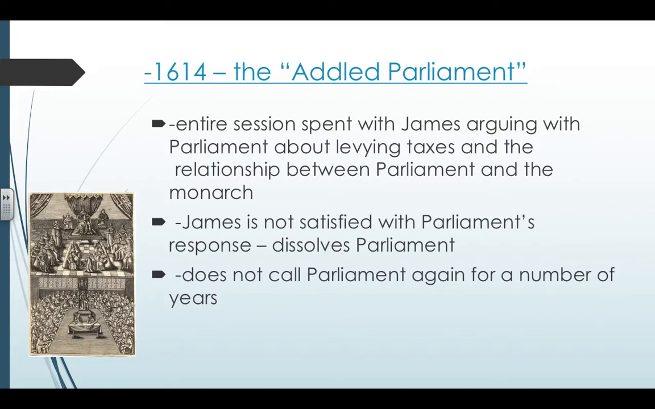So the second major event in James's reign was something called the Addled Parliament. So in 1614, James calls Parliament to session. However, pretty much from the beginning, James begins arguing with the members of Parliament about levying taxes. Remember, James, absolute monarch, believes he should just be able to levy taxes. If he wants money and he wants taxes from his subjects, he should just be able to do it.